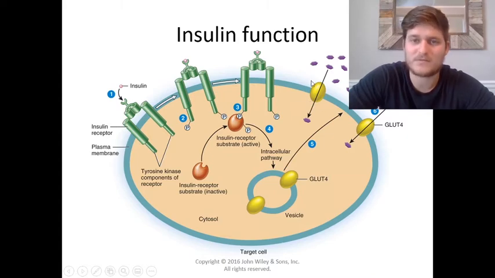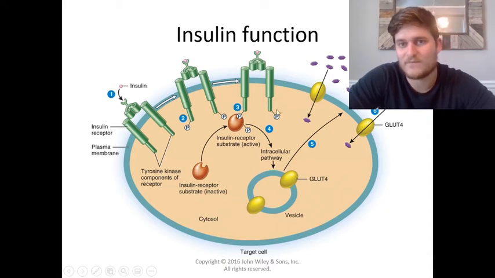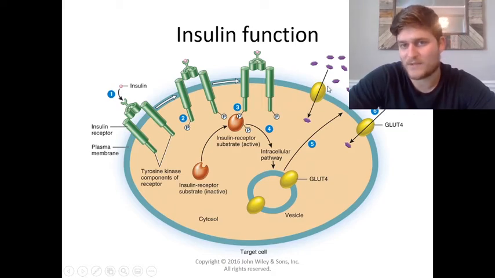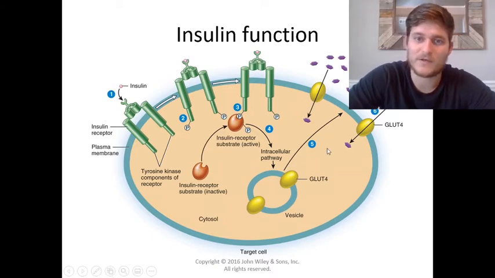Once those GLUT4 transporters are located on the plasma membrane, that allows glucose to come into the cell. Normally this glucose can't just cross the lipid bilayer. So when insulin binds, it promotes these GLUT4s to travel to the plasma membrane, and we get a decrease of glucose in the blood and an increase in glucose within our cell.